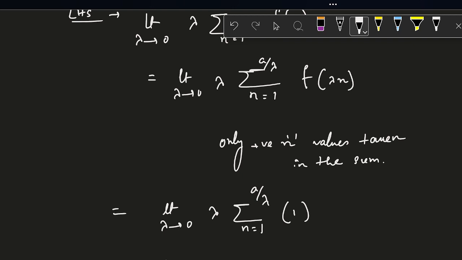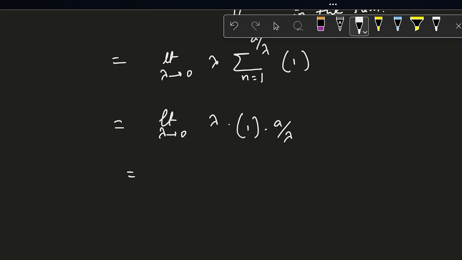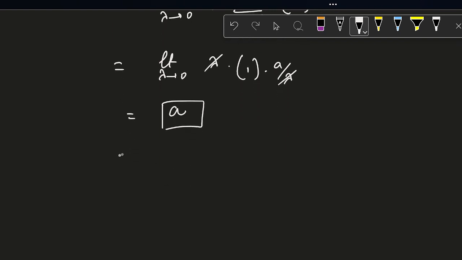So you simply take the limit lambda tends to 0, and then here is a by lambda times the count, so it is simply 1 into a by lambda. That much number of times 1 has been summed over, and lambda and lambda cancel out, and you don't have to put the limit 0 anywhere else, so it is just a. So again for this function, the left hand side limit has given you simply a. So now we wait for the right hand side integral.